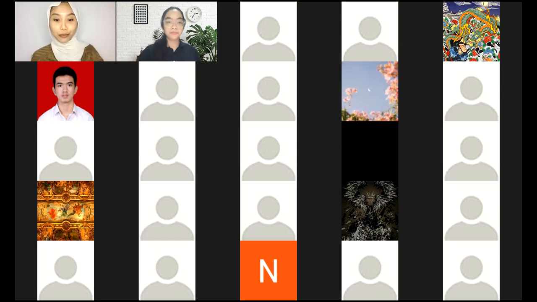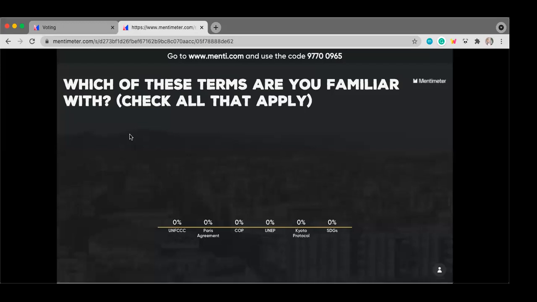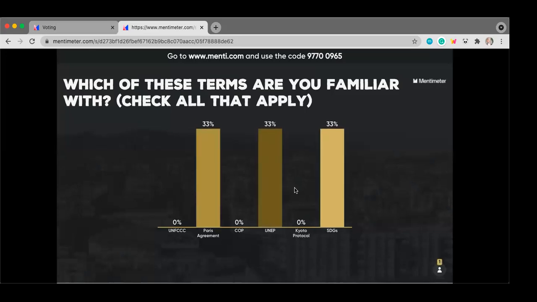All right, so before we move to the second topic, which is international regimes, I want you guys to move to the menti.com again. We will be answering the second question. So I will be sharing my screen again. So for the second question, it will be about the international regimes. So please answer which of these terms are you familiar with? UNFCCC, Paris Agreement, COP, UNEP, Kyoto Protocol, SDGs. Just check all of this that apply to you that you are already aware of. I will type the code again and just go to the menti.com for those who haven't.